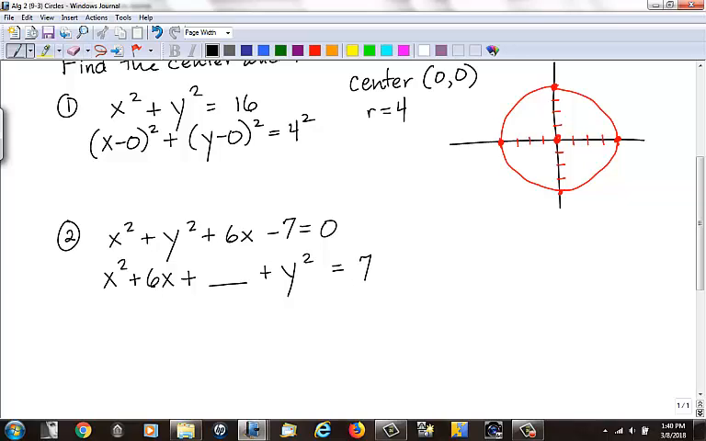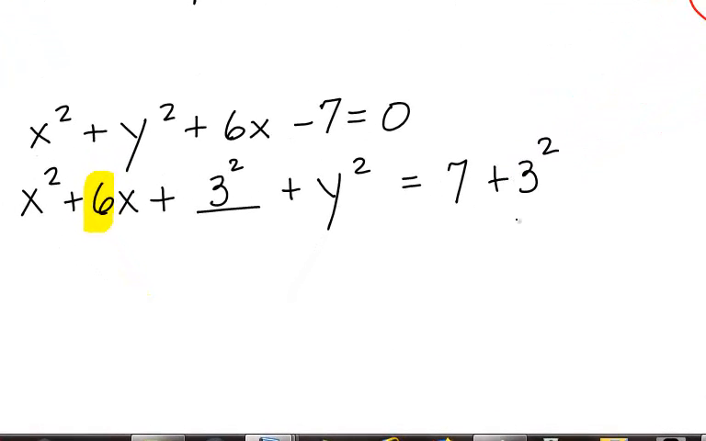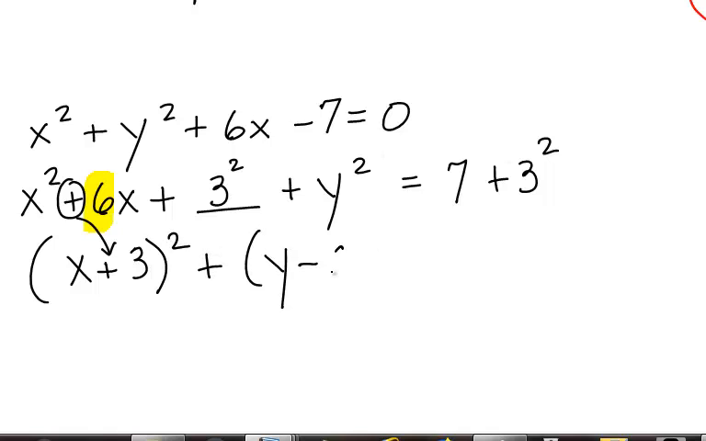Okay, so take half the coefficient of that linear term. Half of 6 would be 3, and you're going to add, I don't write it 9, I write it 3 squared. And then add, to balance it, 3 squared over here. And then that factors back, x squared is a perfect square of x, 3 squared is a perfect square of 3. This tells you the sign inside is plus. Y squared is the same as y minus 0 squared. And that'd be 7 plus 9 would be 16, or 4 squared.